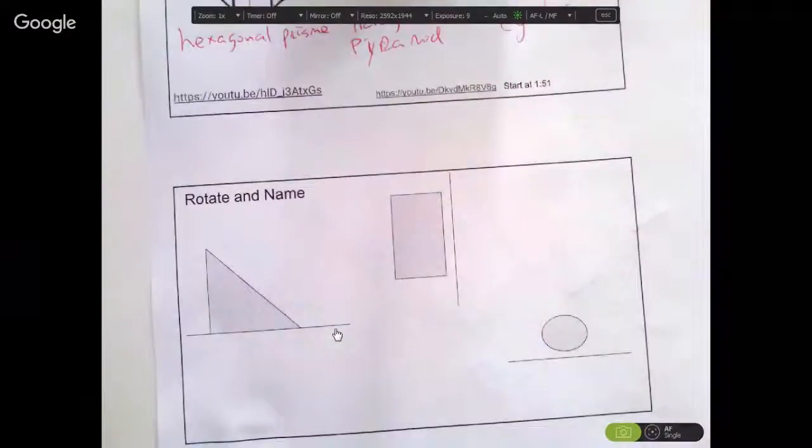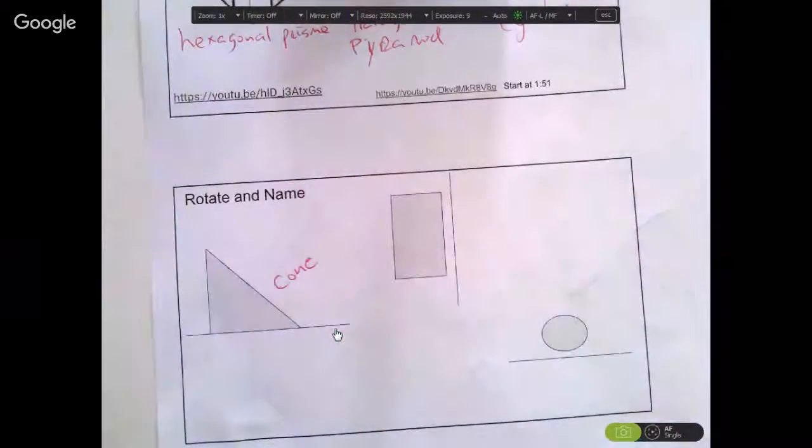Rotate and name. It's good, it's the first one. I feel like on this section I'm going to be... Have you guys seen the thing where it's like name the shape and the person's like Bob, John? Yeah, that's going to be me on this.